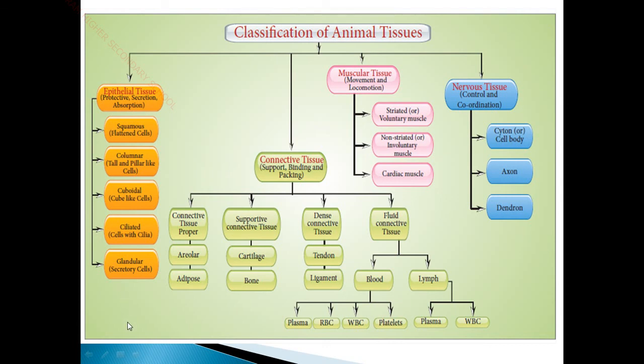So children, from these 4 parts, we have discussed the classification of plant tissues and the classification of animal tissues. In the next video, we will discuss cell division, mitosis, and meiosis.